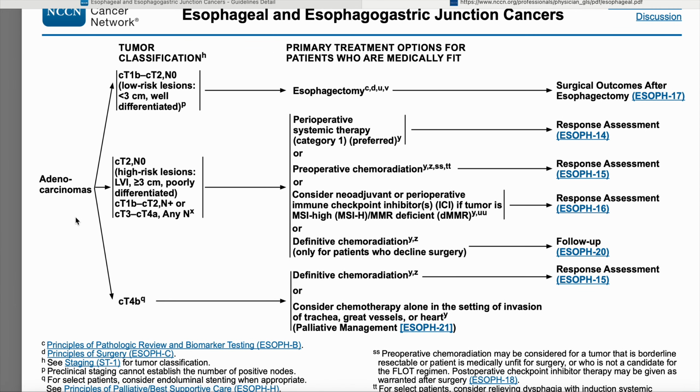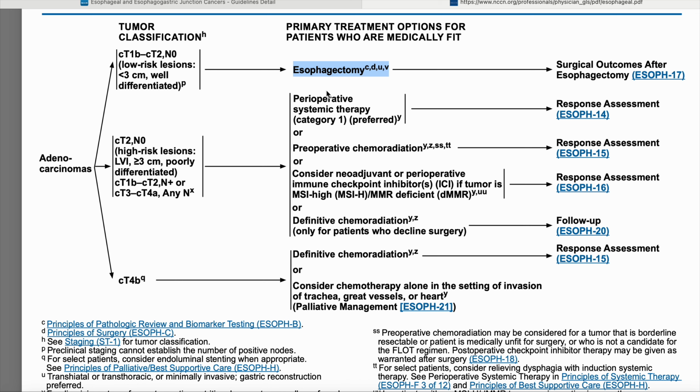So if it is adenocarcinoma, clinically T1b, T2, N0, low risk, less than 3 cm, well differentiated tumor, esophagectomy is the option, and we'll see surgical outcome after esophagectomy. But if it is T2N0 high risk lesion, more than 3 cm, LVI present, poorly differentiated, or T1b, T2 lesion, N plus disease, or T3, T4a, any N, we have to plan for perioperative systemic therapy.